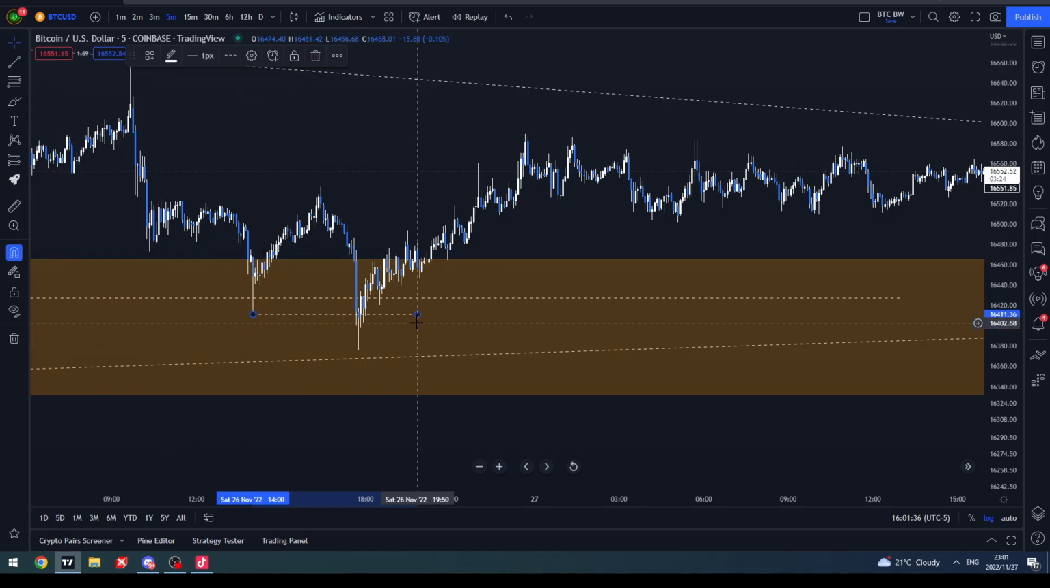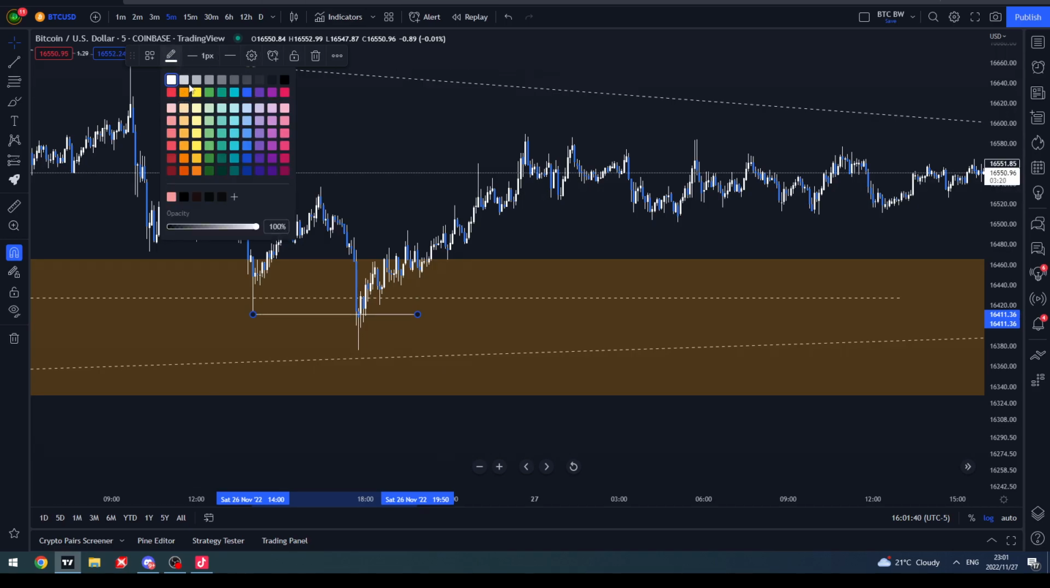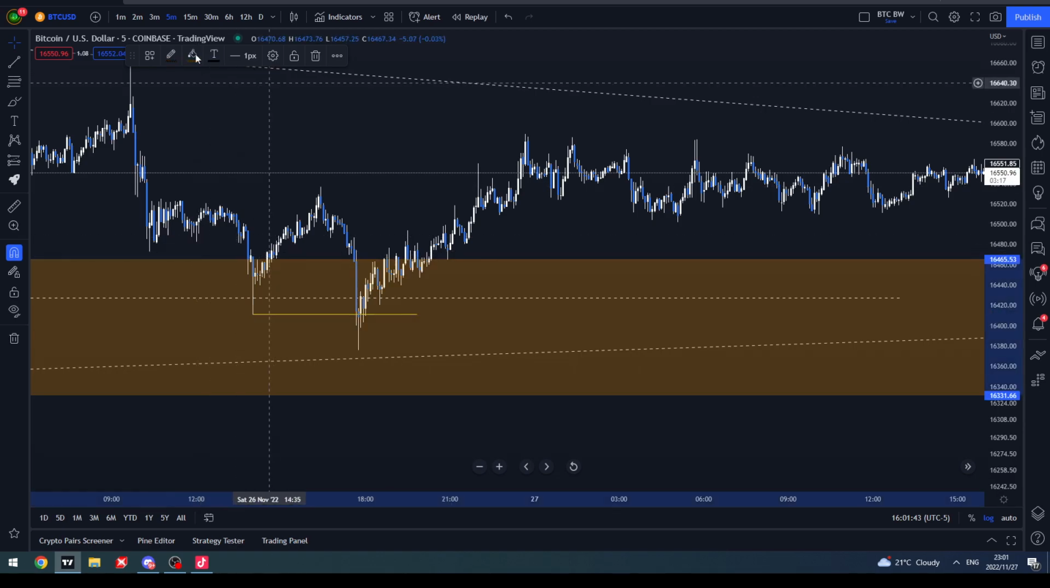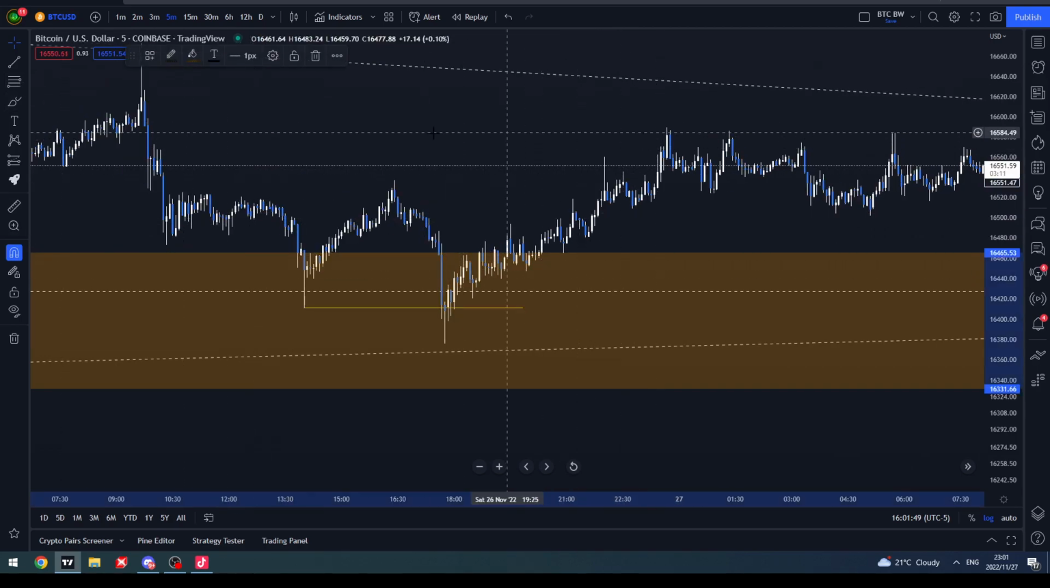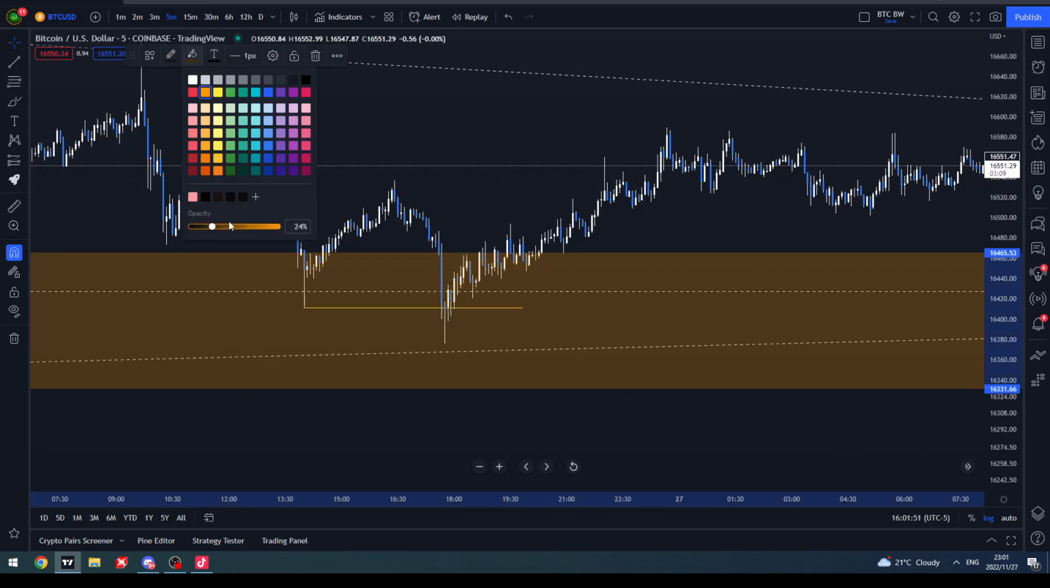This was the break. Let's make that yellow. Let's make our fair value gap blue, I think it is there. It's gold. Okay, that's fine. Maybe we need to make this a bit lighter. It's a bit too much for the eyes.